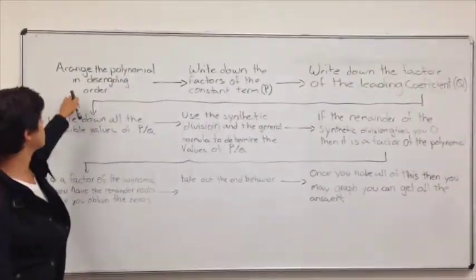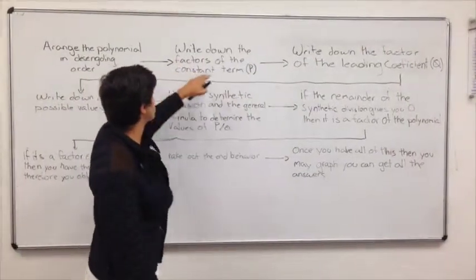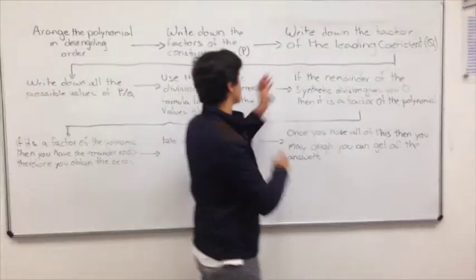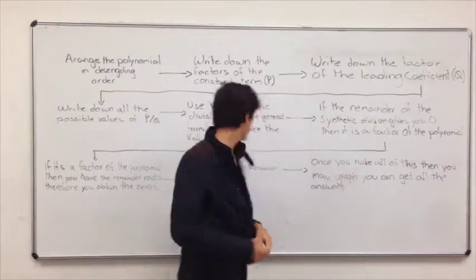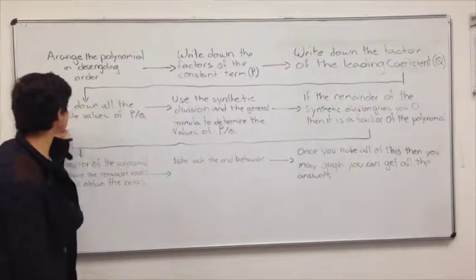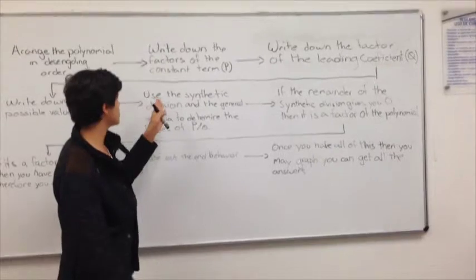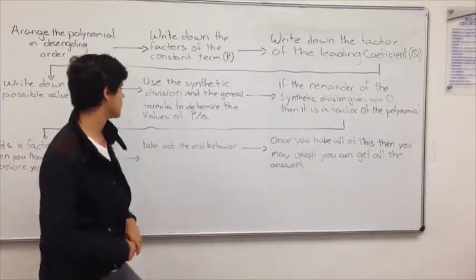First, you need to arrange the polynomial in descending order. Then, write down all the factors of the constant term of the polynomial. Write down the factors of the leading coefficient, that is q. Write down all the possible values of p/q, and then use synthetic division and the general formula to obtain all the values of p/q.